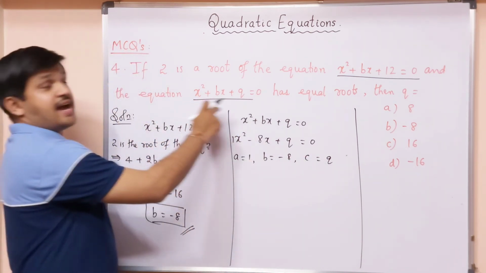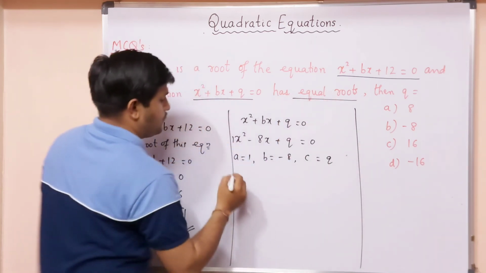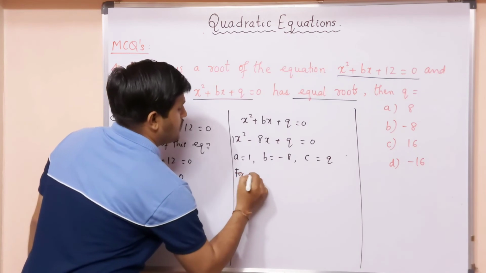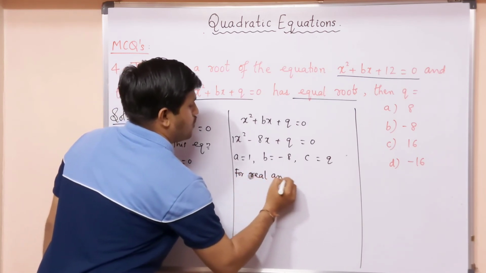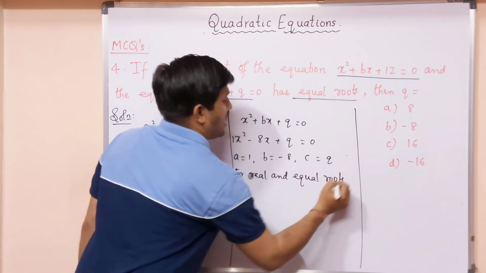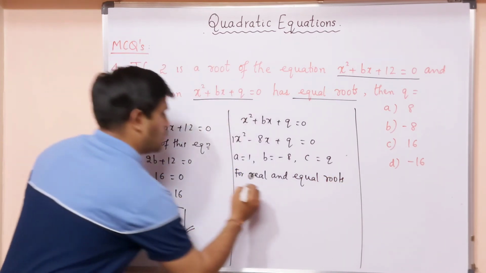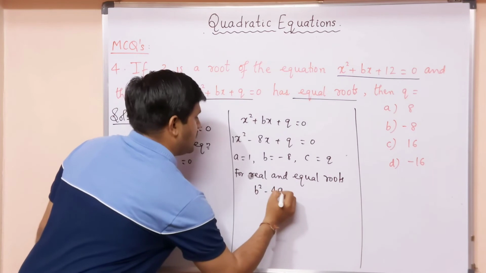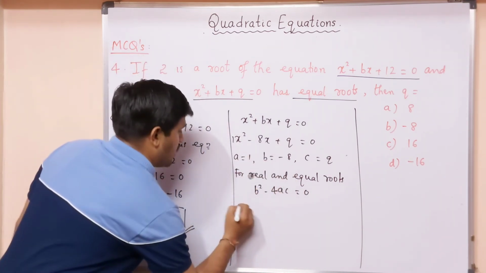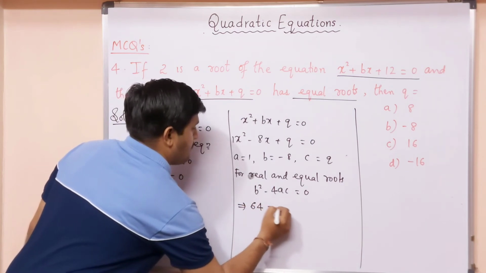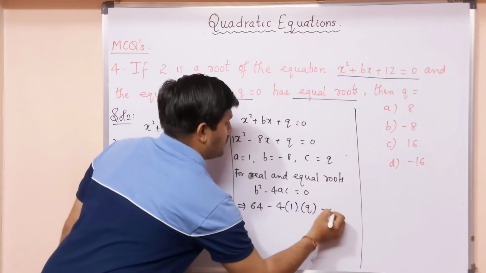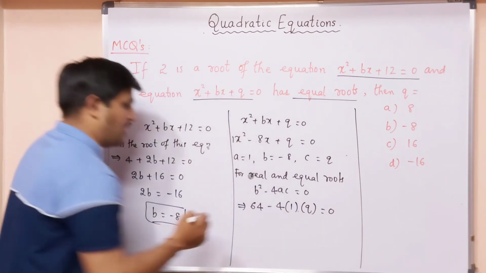So this equation has equal roots. For real and equal roots, what is the condition? We know that b square minus 4ac is equal to 0. So apply it. Minus 8 square, that is 64, minus 4 times of a is 1 and c is q. So from here you can identify what is the value of q.